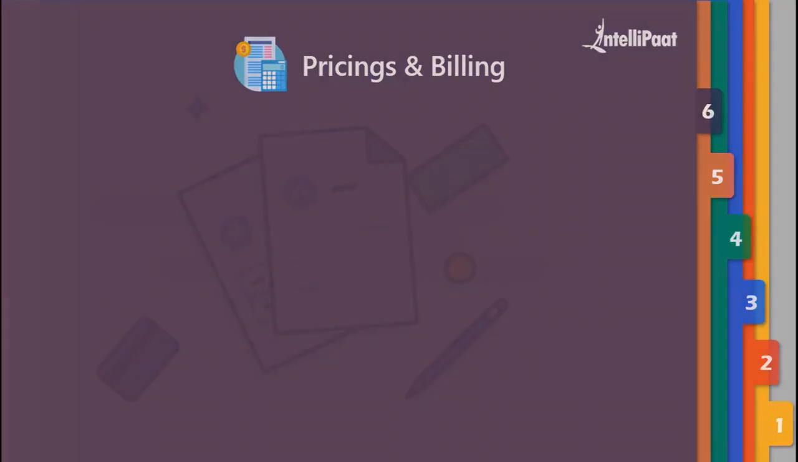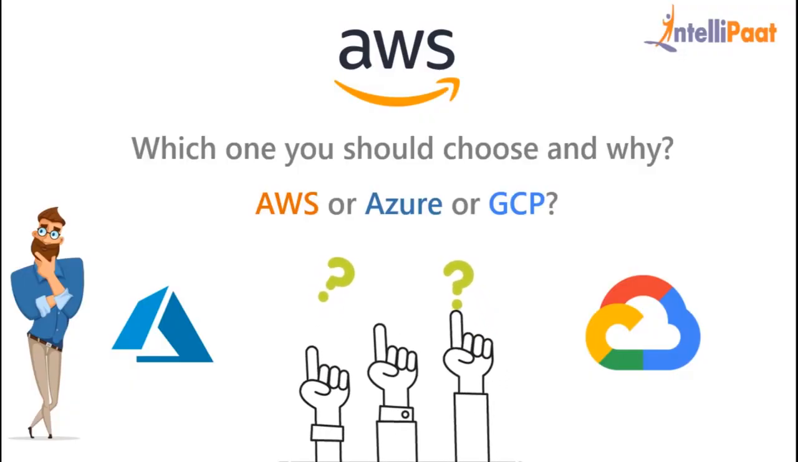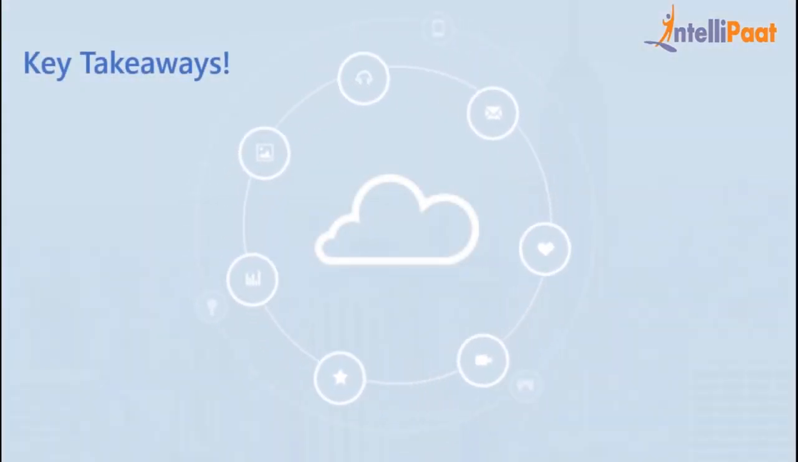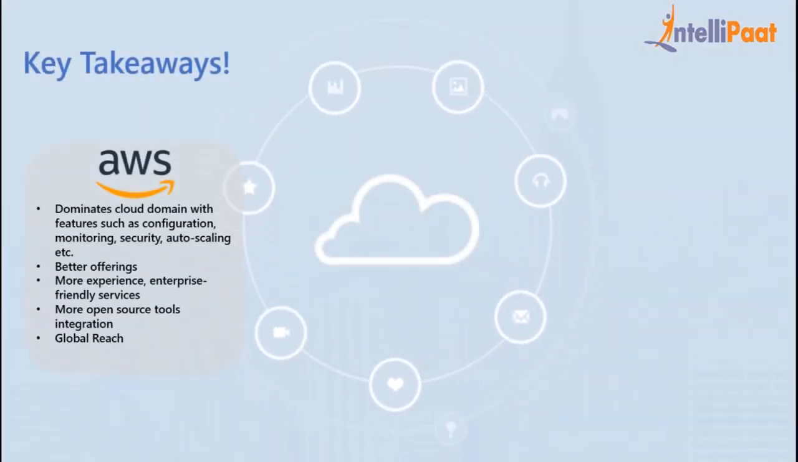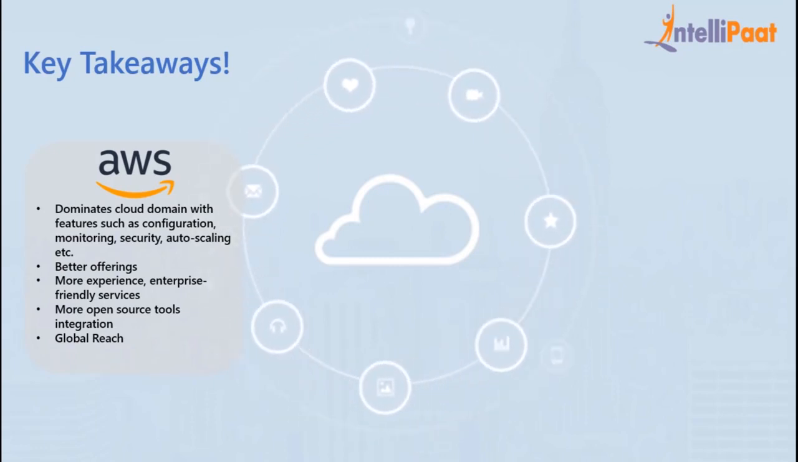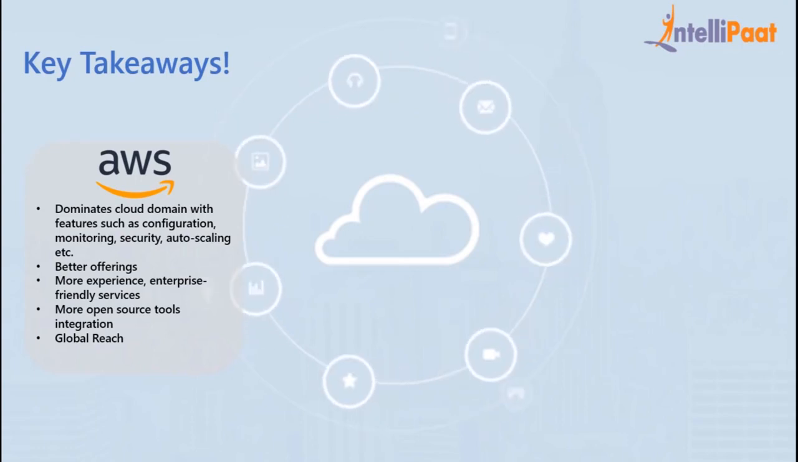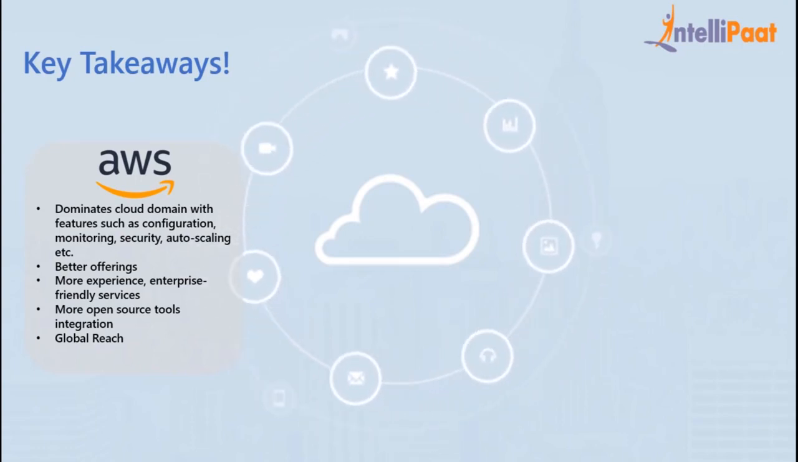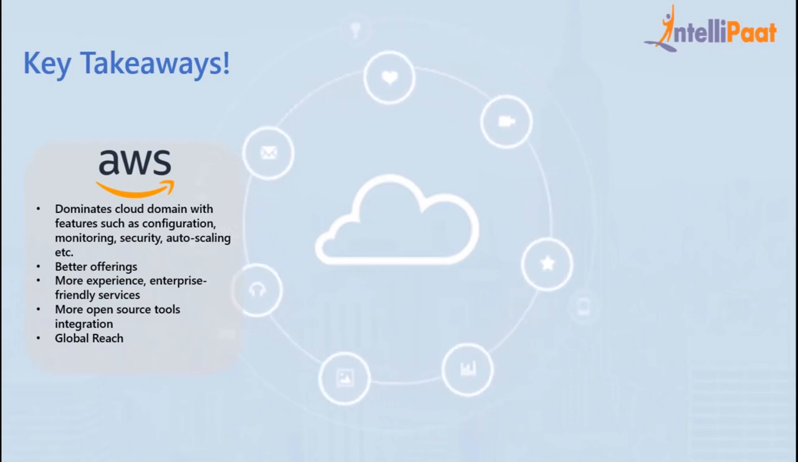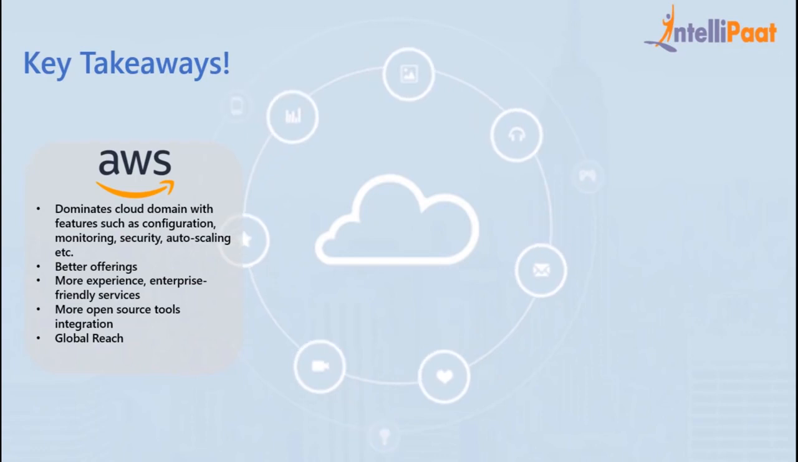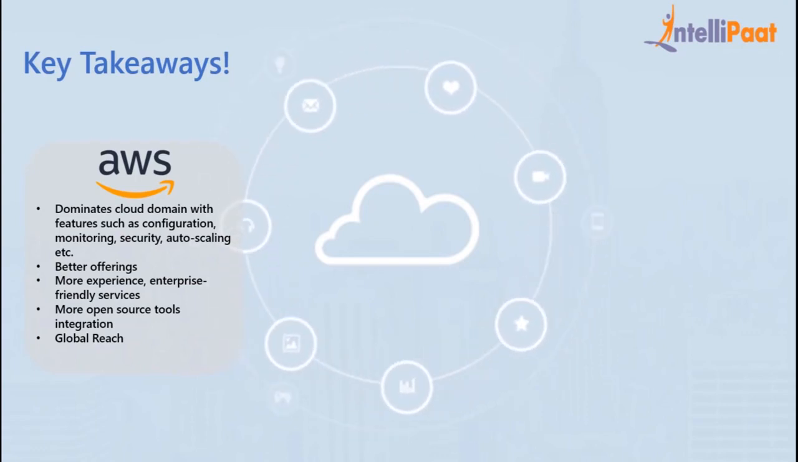Now let's move forward. So which one you should choose and why? So guys, I'm not going to be biased here. I will just discuss the key takeaways for each one of them. If we talk about AWS, well, it dominates every cloud service when it comes to features like configuration, monitoring, security, auto scaling, etc. Another important aspect is that they have the mature infrastructure along with the better offerings. Due to more experience, they provide enterprise-friendly services. And more open source tools integration availability is here. And no doubt they have the global reach.